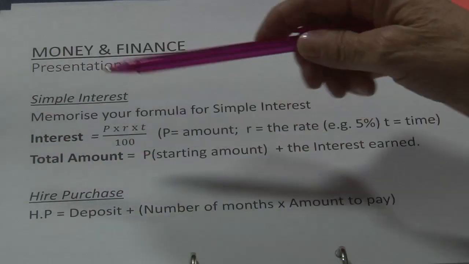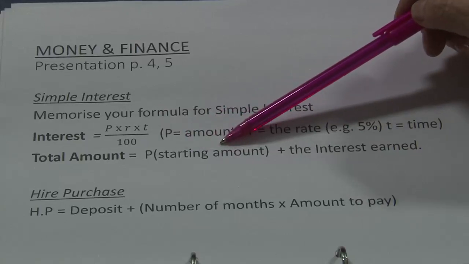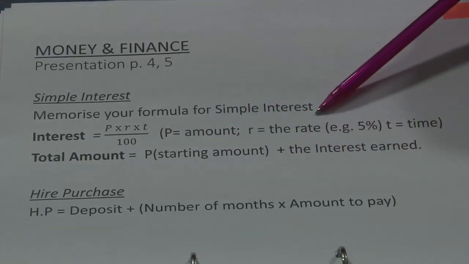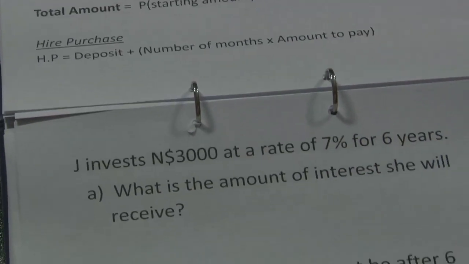If you memorize this, it will be easy for you to calculate the interest. And then they often ask you to calculate the interest for a certain amount, and then after that they ask you what will the total amount be. We will do one example of that. So the total amount will be the principal, that is the amount that you started with, plus the interest earned. We will first do the interest.